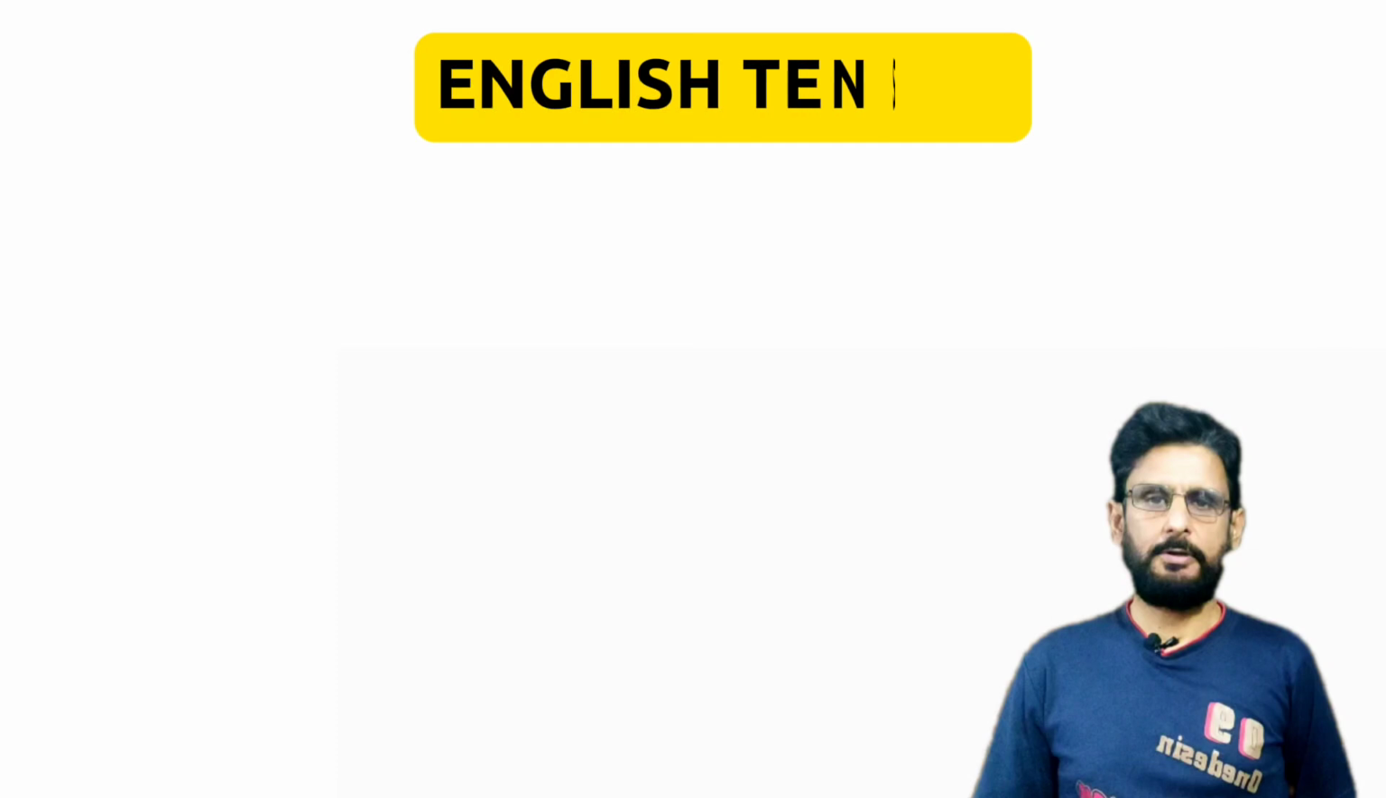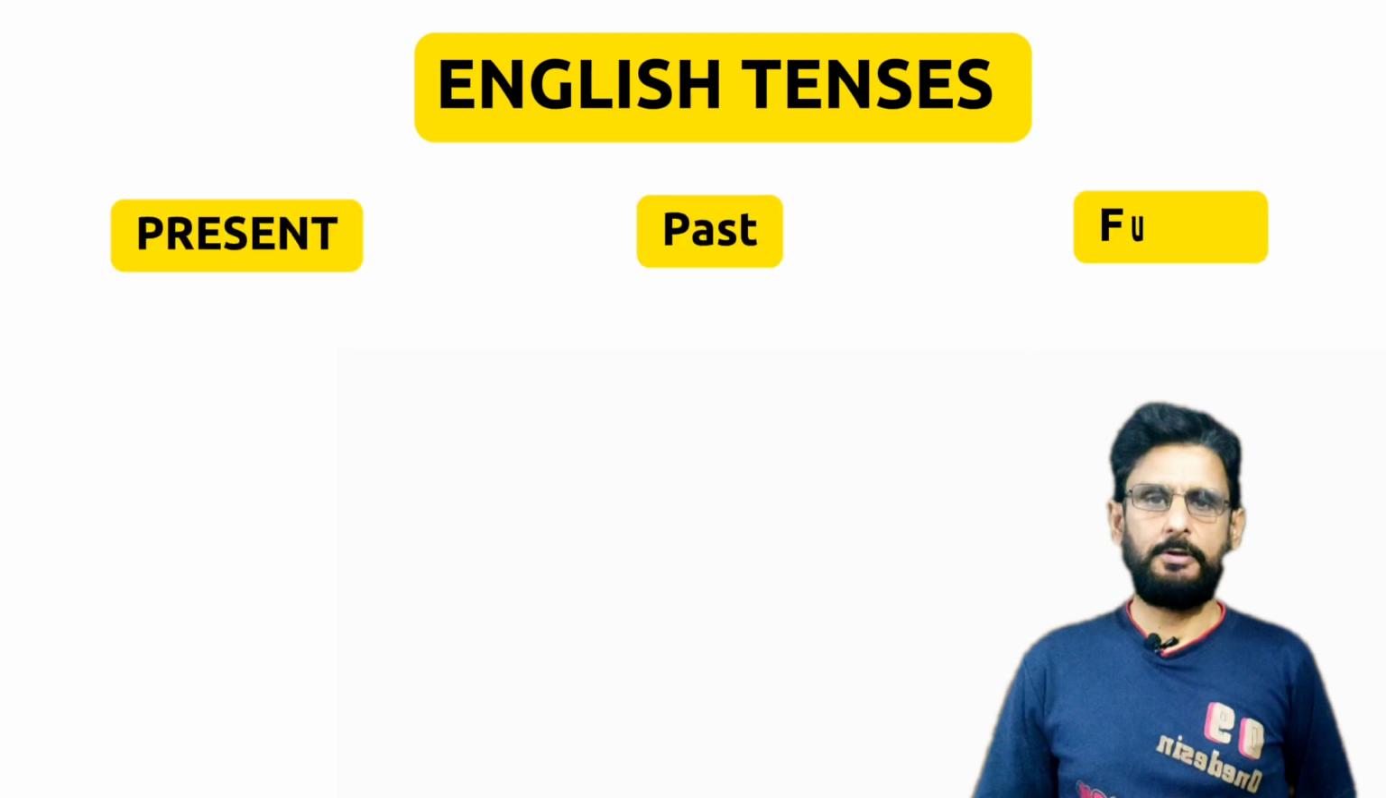And today we are going to discuss the topic English tenses in our lecture. There are three major tenses in English language. Number one is present, number two is past, number three is future. Each of the three has four categories.